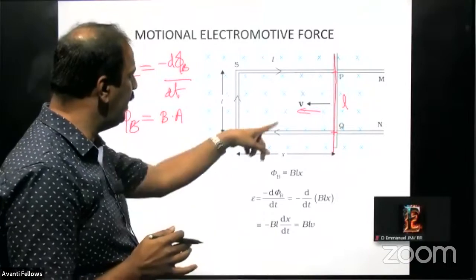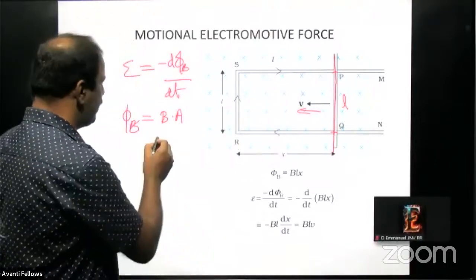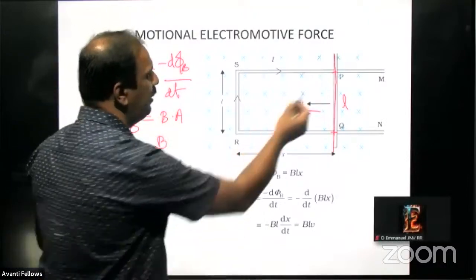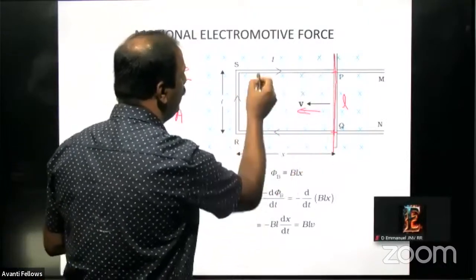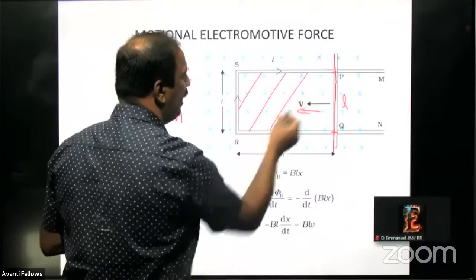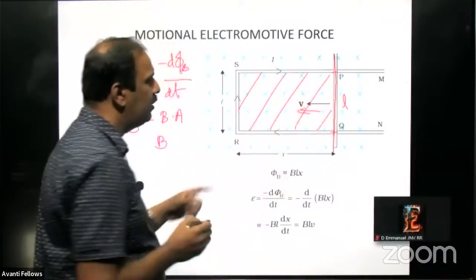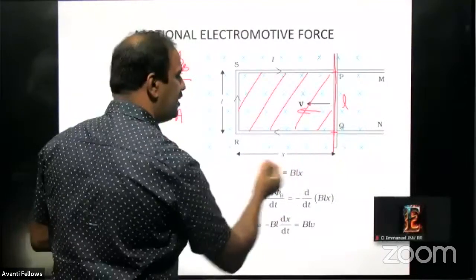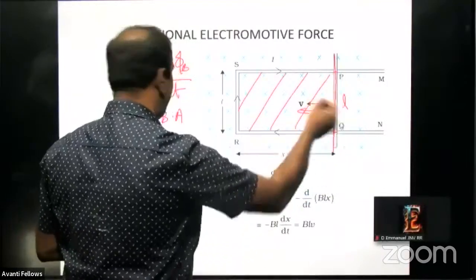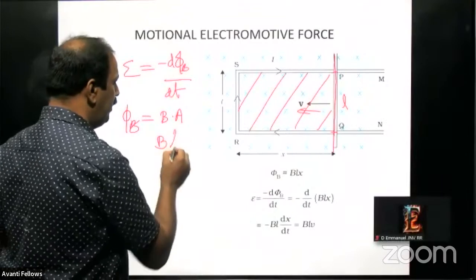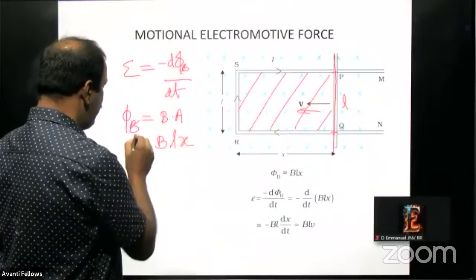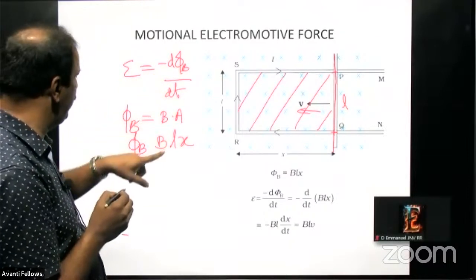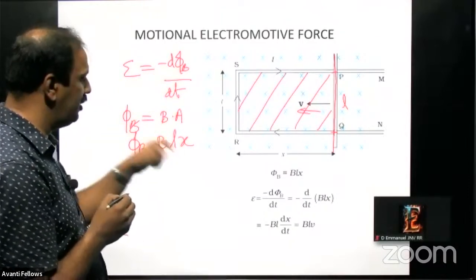Okay, so what is B here? B is mentioned as B itself, so I will write it as B itself. And area means we are thinking about this loop. So this much area we have to take. This much area, when you are taking, is at a distance x and this is L. So it will be B into L into X. So this is the magnetic flux. So we have to use this equation, d phi by dt, and in that phi we got this much.